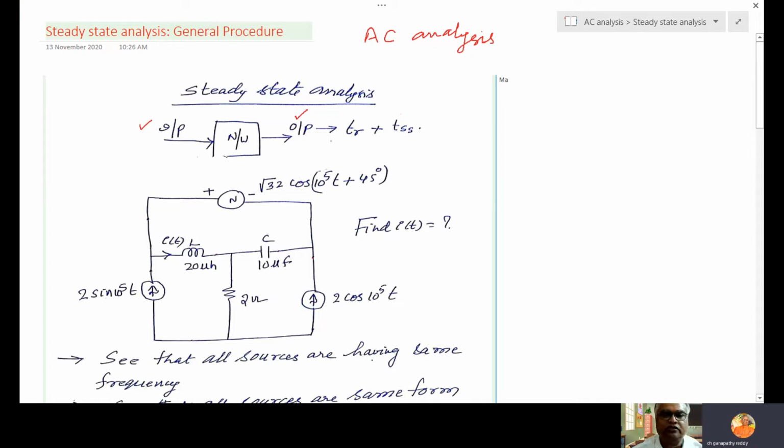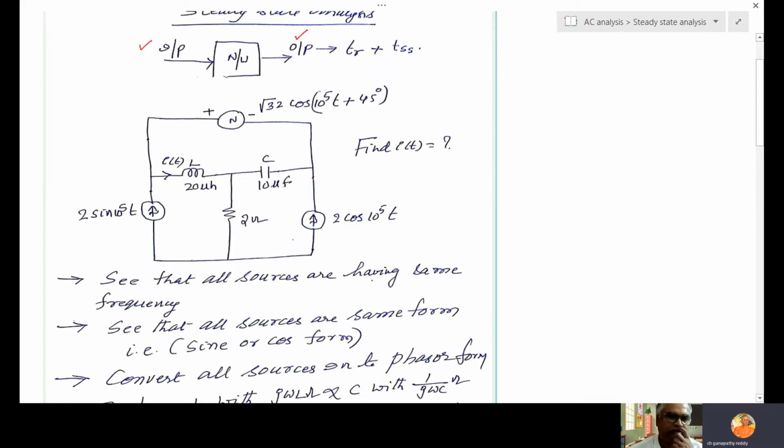Transient is tough because its value is changing with time. Steady state remains even at t equal to infinity, so its response will not change. That's why steady state is easy compared with transient. So this is the model problem I am taking. This problem is equivalent to thousands of problems. We can do a lot of work on this problem.